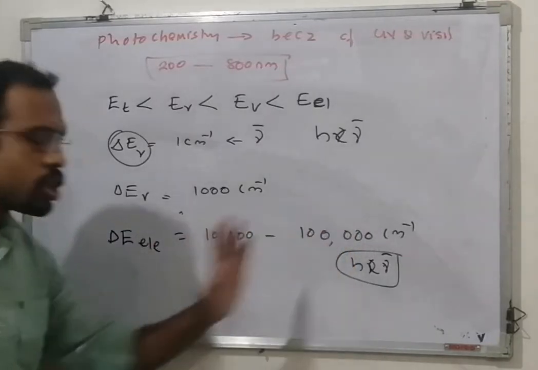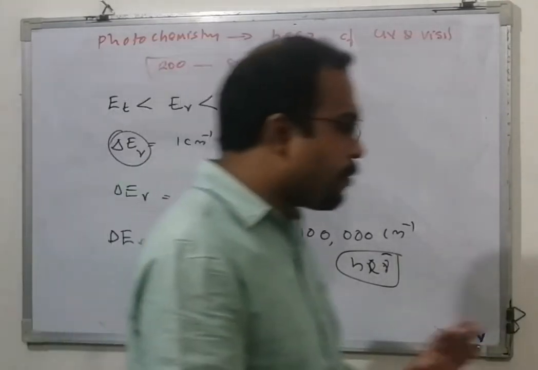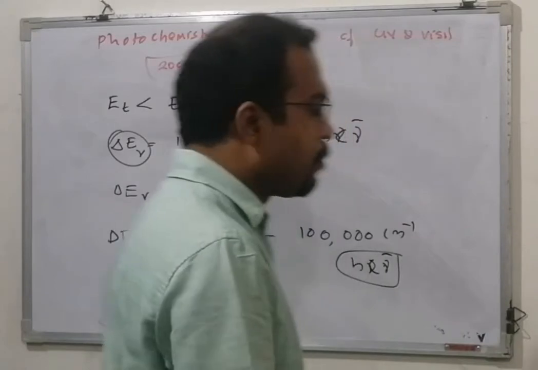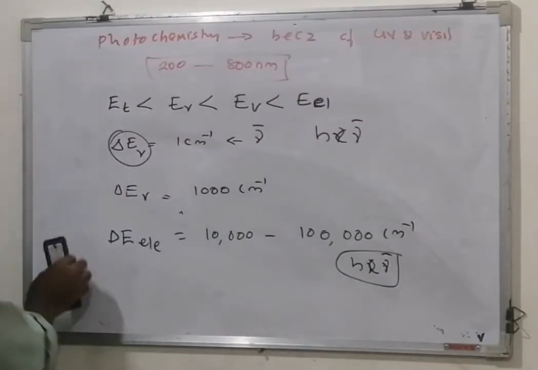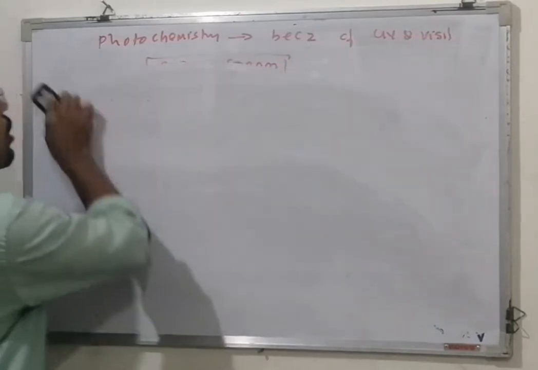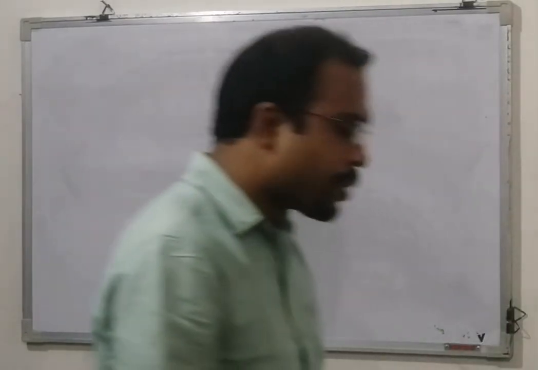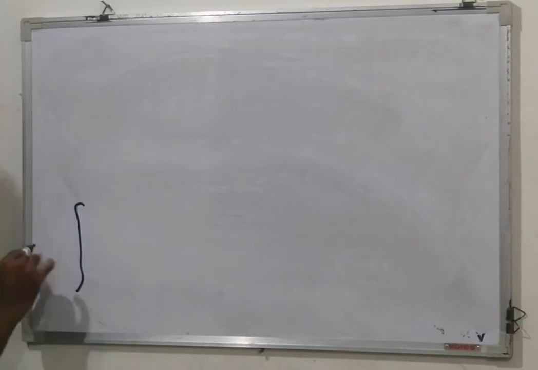Here our photochemistry happens. Therefore we have to take care that when we discuss photochemistry and electronic transition, it will be accompanied by rotational or vibrational transitions also. I will show you a schematic representation. Suppose this is a ground state electronic level.